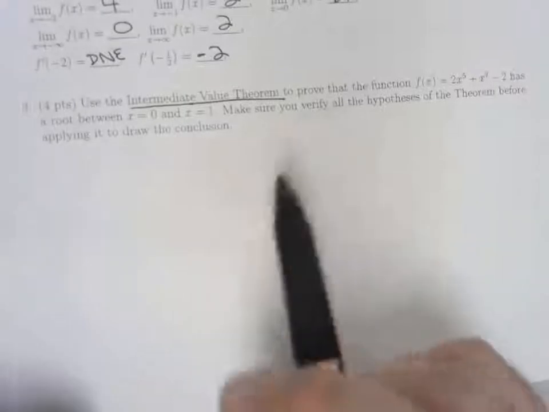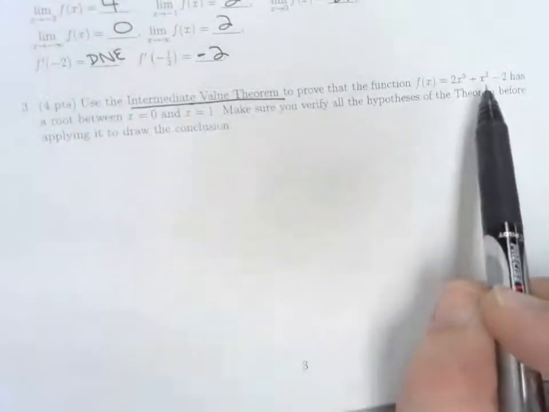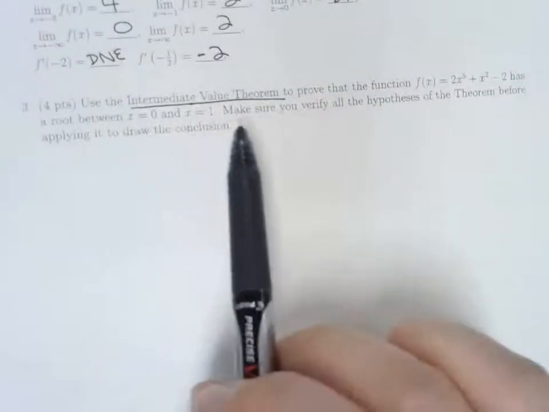Make an educated guess. At least get partial points, if nothing else. So use the intermediate value theorem to prove that the function f of x equals 2x to the fifth plus x squared minus 2 has a root between x equals 0 and x equals 1. Make sure you verify all the hypotheses of the theorem before applying it to draw the conclusion.